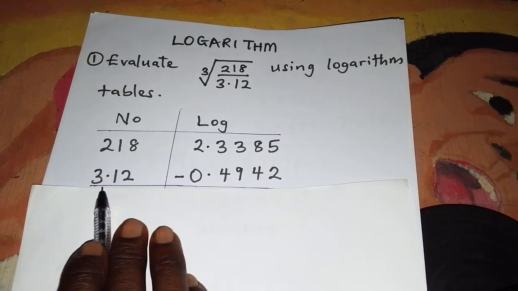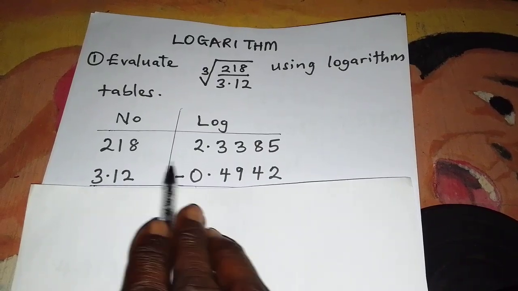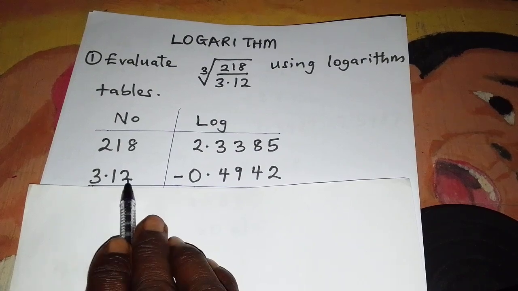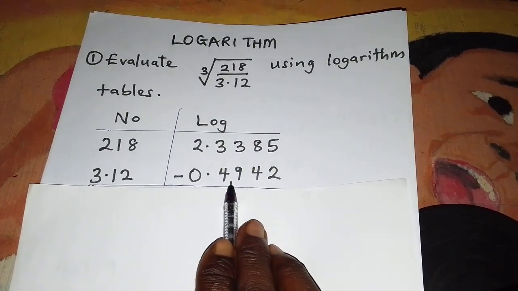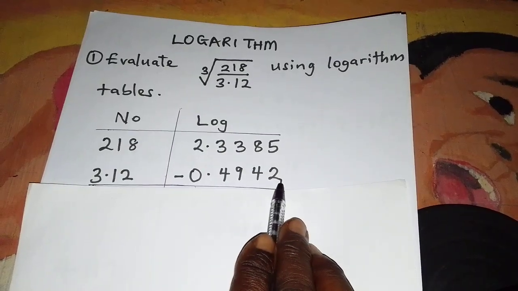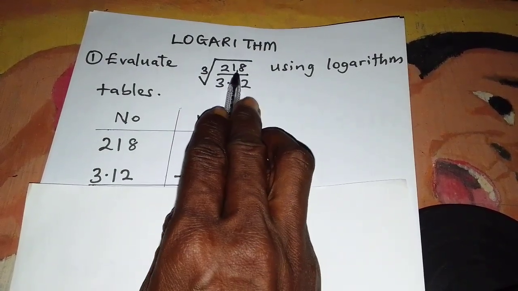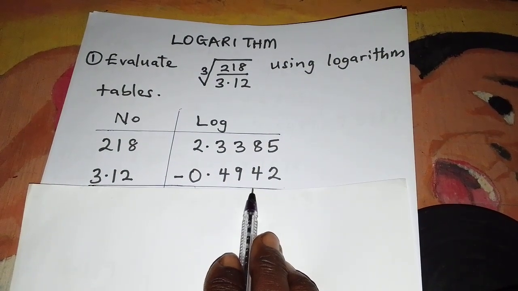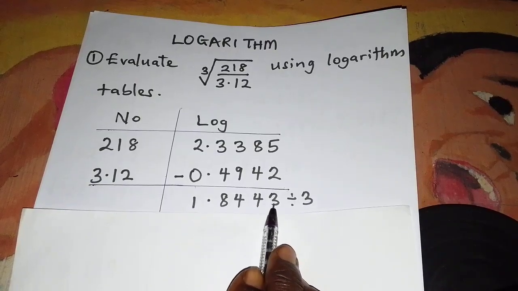Now come to 3.12. Because you are not moving the decimal point, it's going to be 0. So look for the logarithm of 31 under 2. When you look for the logarithm of 31 under 2, you get 4942. Because these two are dividing each other, you are going to subtract their logarithms. When you subtract their logarithms, you get 1.8443.